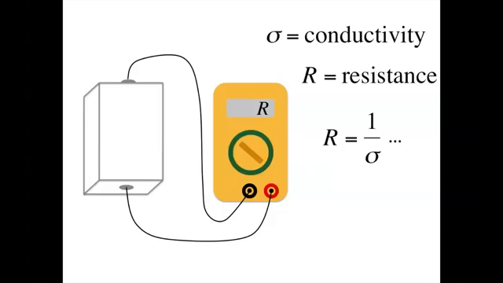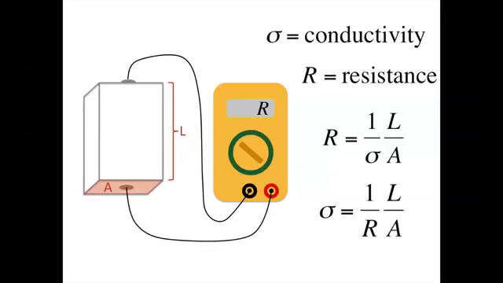The resistance also varies according to the physical size and shape of our sample, which adds a length over area term to our equation, like so. Rearranging this equation gives us what we're looking for, the conductivity. Let's measure our samples and estimate the conductivity.